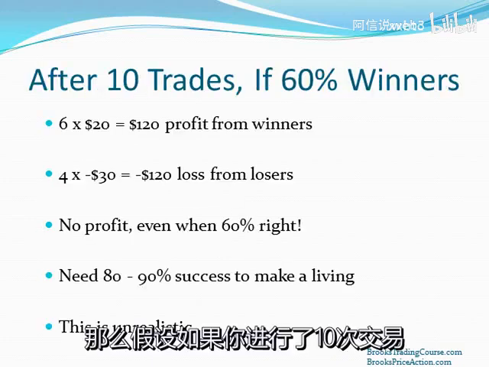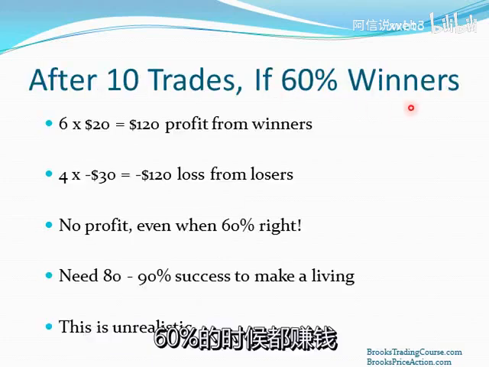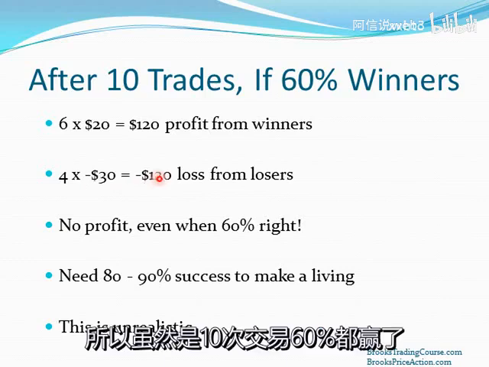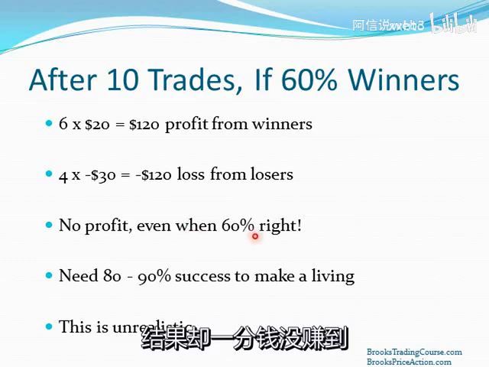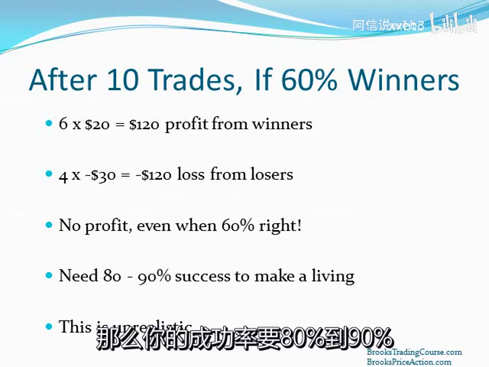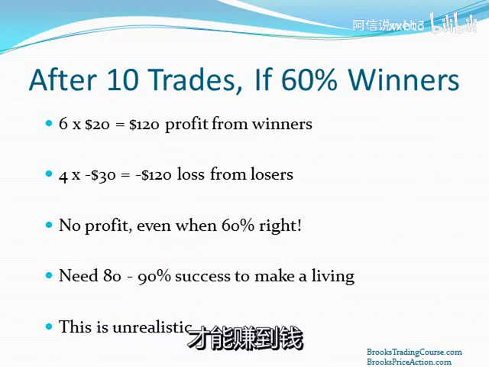So if you take 10 trades and you win 60% of the time, you'll win $20 6 times and have $120 profit. You'll lose 4 trades times $30 and you'll lose $120. So after 10 trades, winning 60% of the time, you won't have any profit. And that's being 60% right. Therefore, if you're going for 2 ticks profit, you have to be right 80 to 90% of the time to make a living. And that's simply unrealistic.